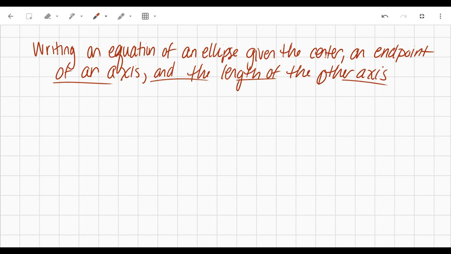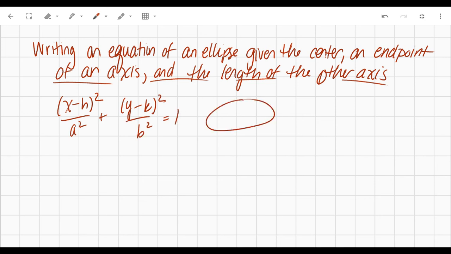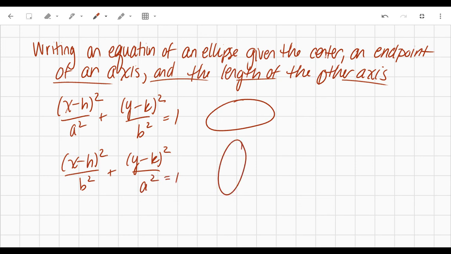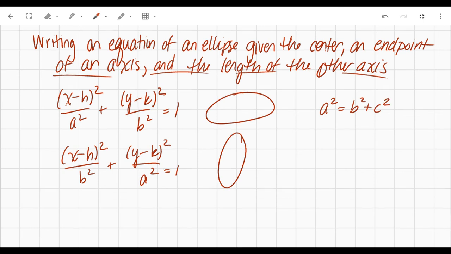So I would definitely sketch it. Keep handy x minus h squared over a squared plus y minus k squared over b squared equals 1. And that one, remember, is going to be shaped like that. X minus h squared over b squared plus y minus k squared over a squared equals 1 is going to be shaped like that. And then remember, a squared equals b squared plus c squared. So definitely keep that handy when you're going through these.